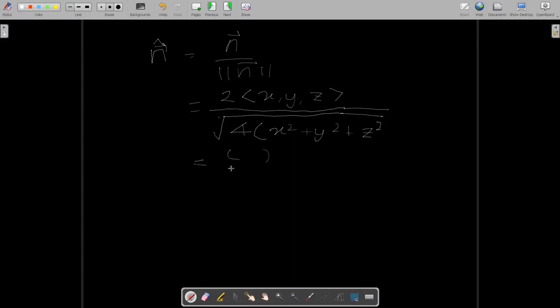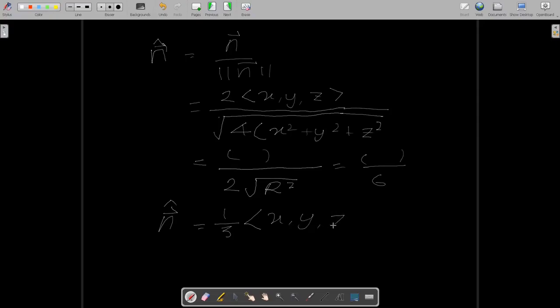Now you know that we have something on the top here, the normal vector. The denominator is just simply 2, and the square root of this whole thing is just r squared, which we are given as 3. So this simply goes to 3, and you have this whole thing divided by 6. So this is where you get the unit vector to be 1/3 of z. So let's resolve the unit normal vector.